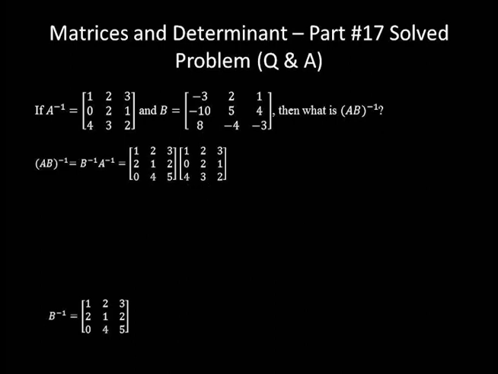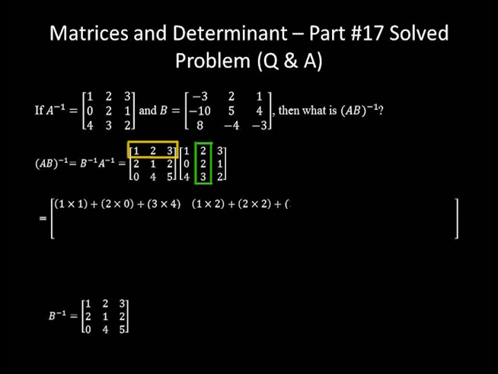To find the entry in first row, first column, multiply first row of B inverse with first column of A inverse. 1 times 1 plus 2 times 0 plus 3 times 4. To find the element in first row, second column, multiply first row of B inverse with second column of A inverse. 1 times 2 plus 2 times 2 plus 3 times 3. To find the entry in first row, third column, multiply first row of B inverse with third column of A inverse. 1 times 3 plus 2 times 1 plus 3 times 2.